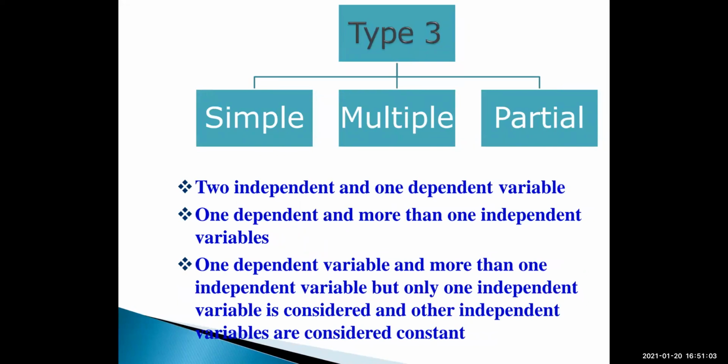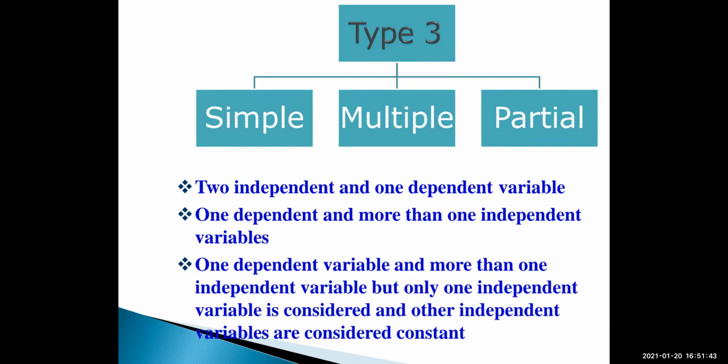In type 3, we have simple correlation, multiple, and partial. Simple correlation is the one wherein there is one independent and one dependent variable. In case of multiple correlation, one is dependent and there is more than one independent variable. Whereas in case of partial, one dependent variable exists and more than one independent variable, but only one independent variable is considered and the other independent variables are considered constant.